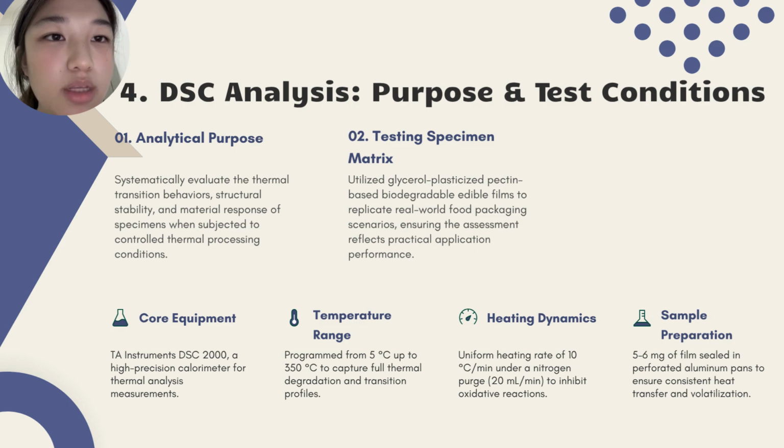The thermal mapping was programmed from 5 degrees up to 350 degrees Celsius at a uniform heating rate of 10 degrees Celsius per minute. The sample mass was kept between 5 to 6 milligrams, tightly sealed in perforated aluminum pans under a continuous nitrogen purge of 20 milliliters per minute to completely inhibit unwanted oxidative degradation reactions.